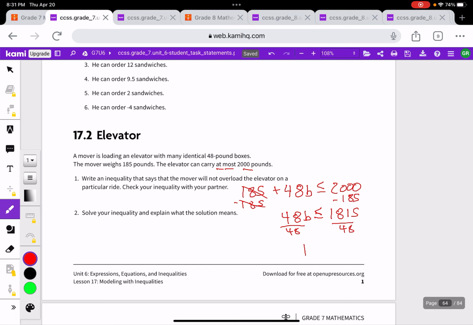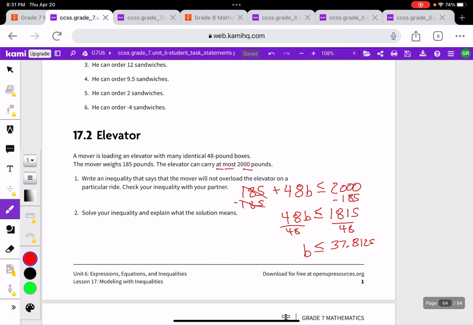1b, or better yet, the number of boxes we can do. The boxes is going to be less than or equal to, if I do that on a calculator, 37.8125. So that's kind of our answer.